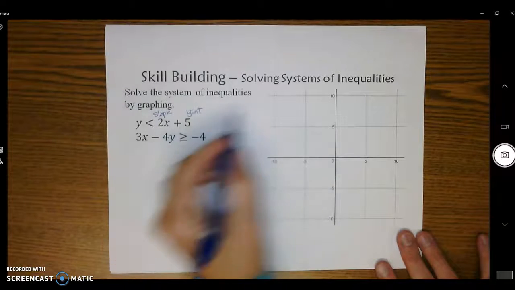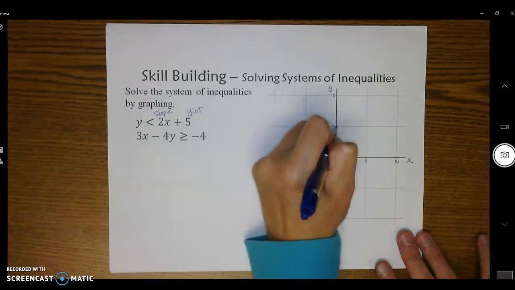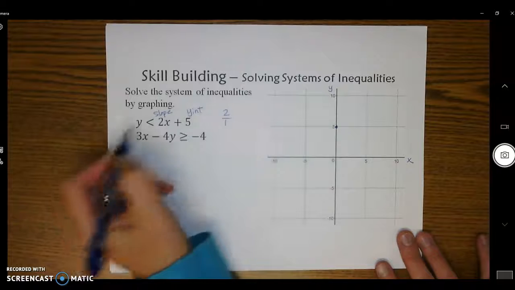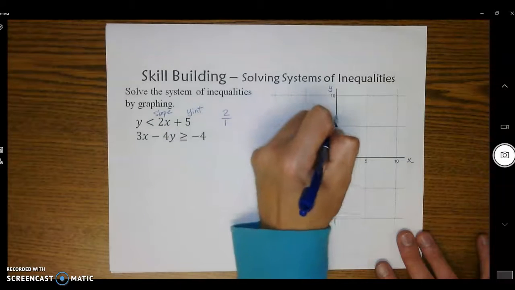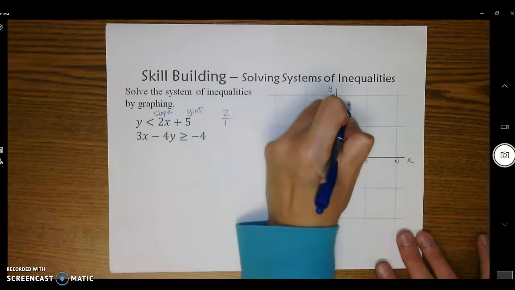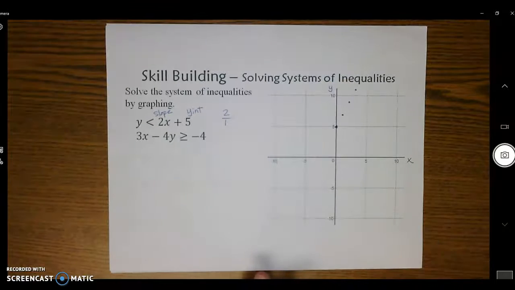So I'm going to start at 5 on the y. This is my y-axis. Here's x, so I'm starting at 5. And then for my slope, I'm going 2 over 1, right? I can make 2 look like a fraction, 2 over 1. So I'm going to rise 2 and go right 1. Rise 2, right 1. And then we're going to connect that.